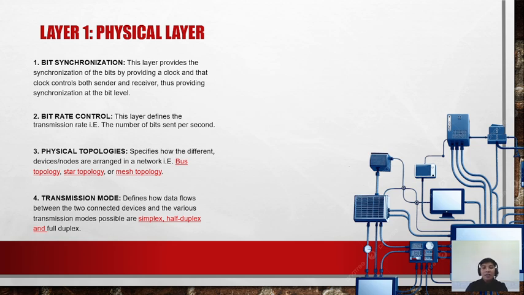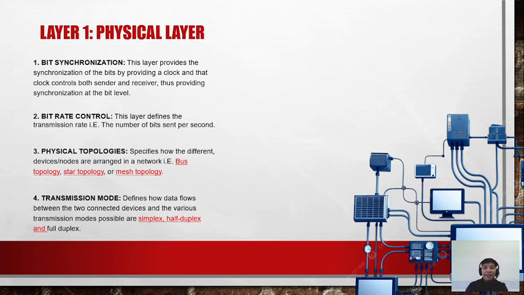It handles bit synchronization, meaning both the sender and receiver follow the same timing so they can correctly send and read bits. It also controls the bit rate, which tells how fast data is being transmitted, like how many bits are sent per second. So without this layer, devices wouldn't be able to understand when a bit starts or ends, causing communication errors.